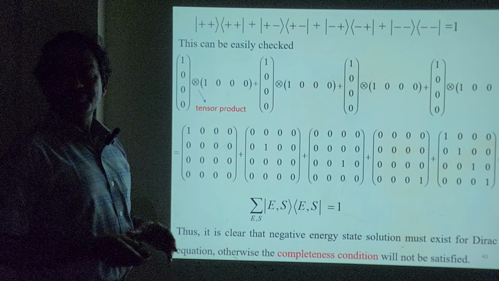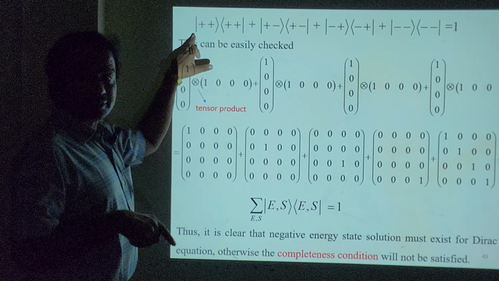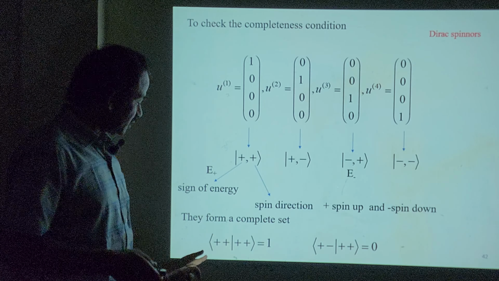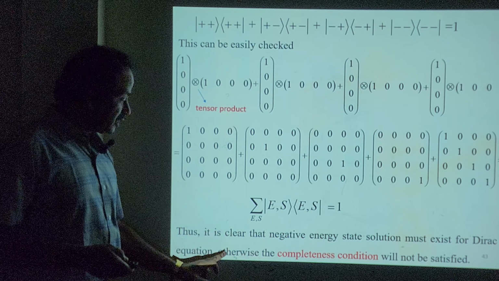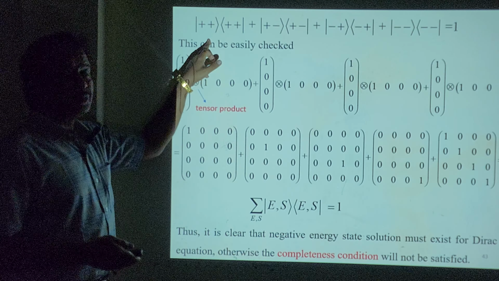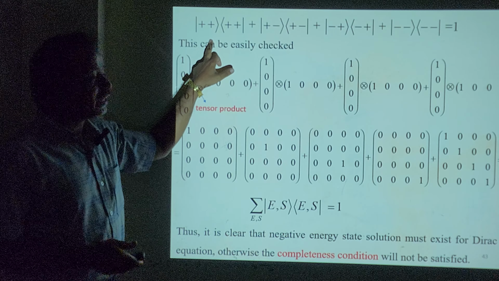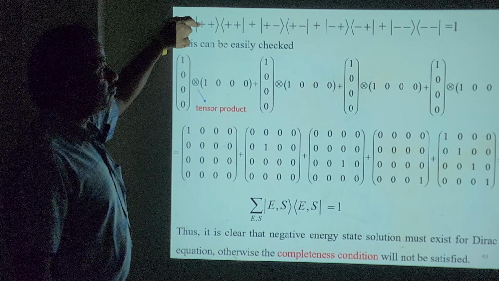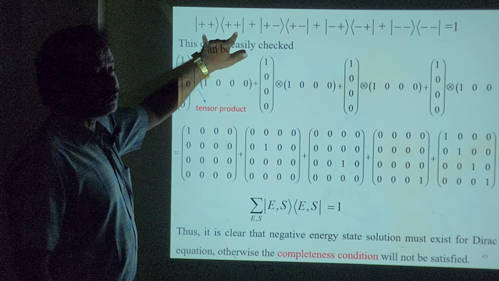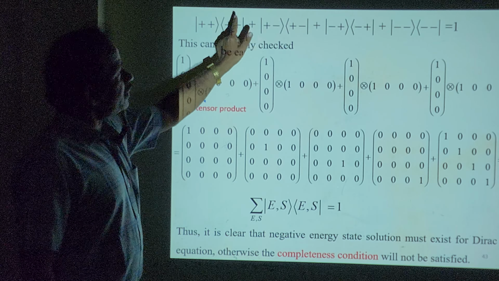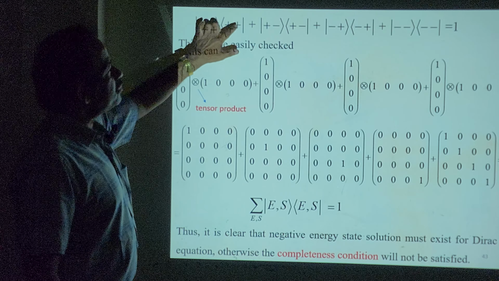Now we will go for completeness. As I said, completeness will be ket bra, whereas normalization is bracket. Normalization gives a number, but completeness gives an operator. So you have a ket vector with a bra vector, plus plus with plus plus. We are going to add every vector, all four of them.